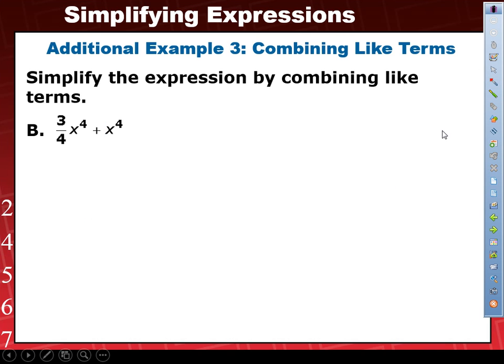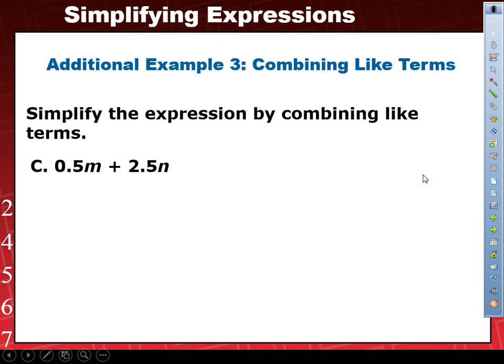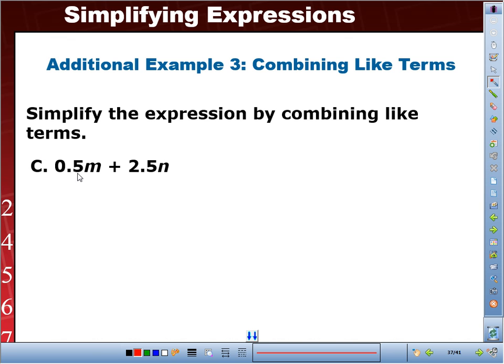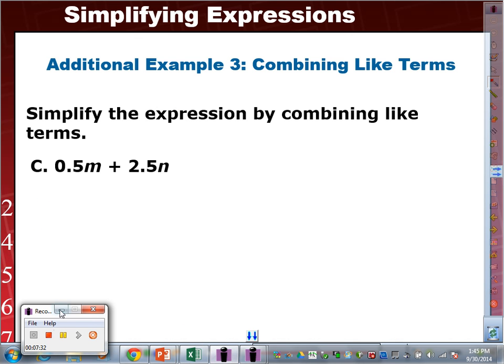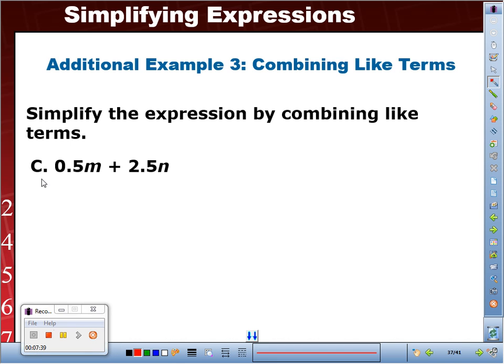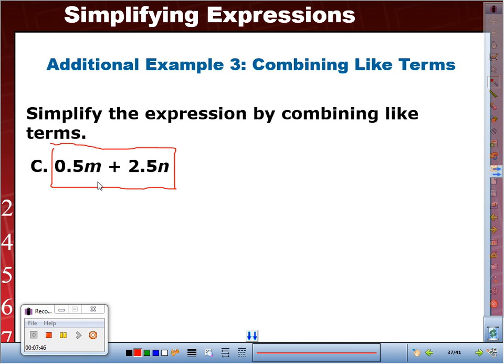Example 3c. Let's see if you see what I see. 0.5m plus 2.5n. Go. 20 seconds. Alright, a slider. Who saw the slider on this one? Some of you right away started adding the decimals, but no, they don't have like terms because this one has an m and this one has an n. It stays the same. Everybody see that? Yes.